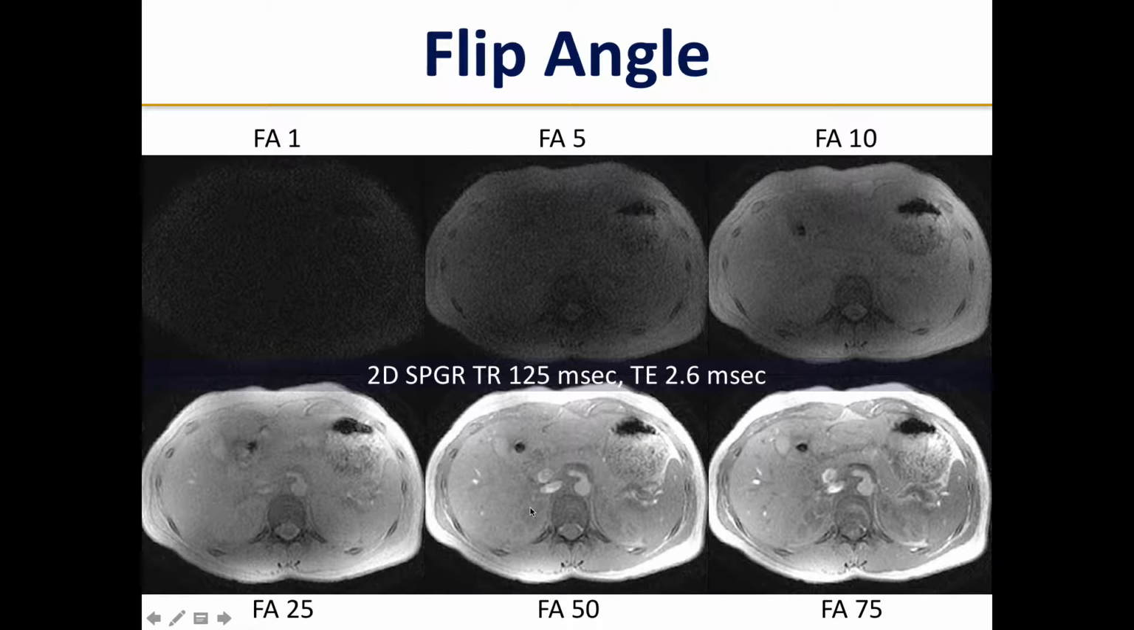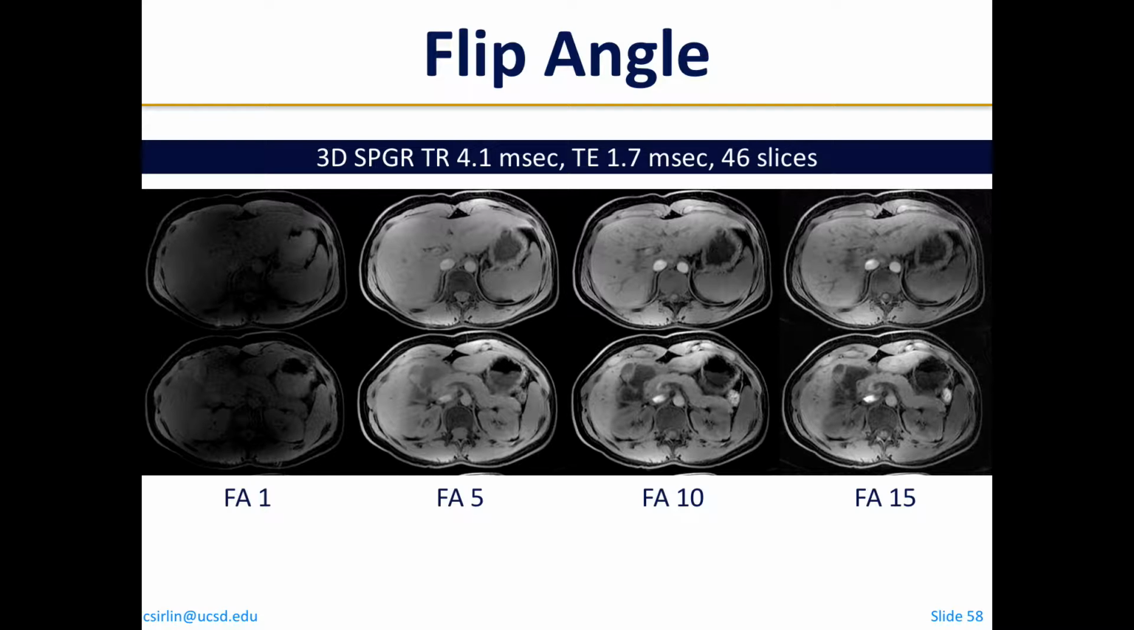And that was a 2D weighted sequence. Let's do the same thing with a 3D weighted sequence. Flip angle 1, flip angle 5, flip angle 10, flip angle 15. I think we can all agree that flip angle 1 has the lowest SNR, and that as you increase the flip angle, you increase the SNR and you increase the T1 weighting.